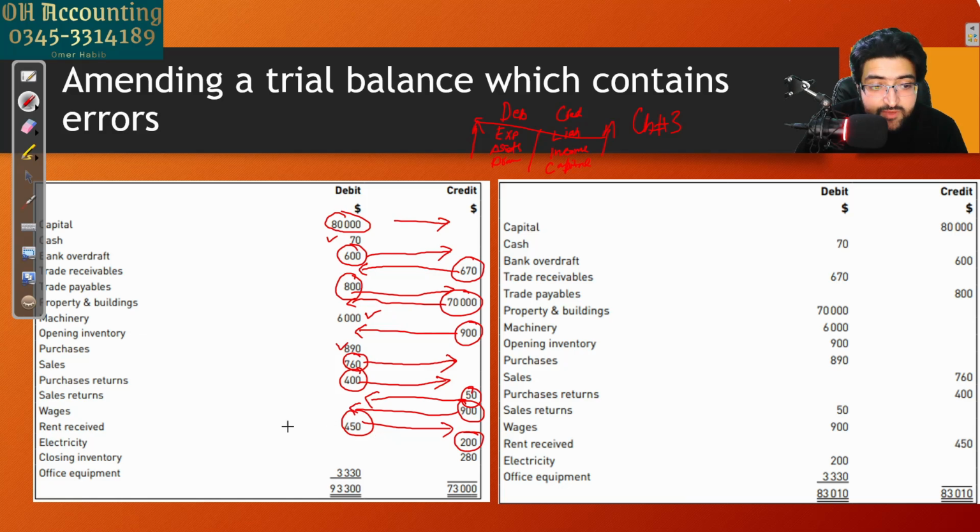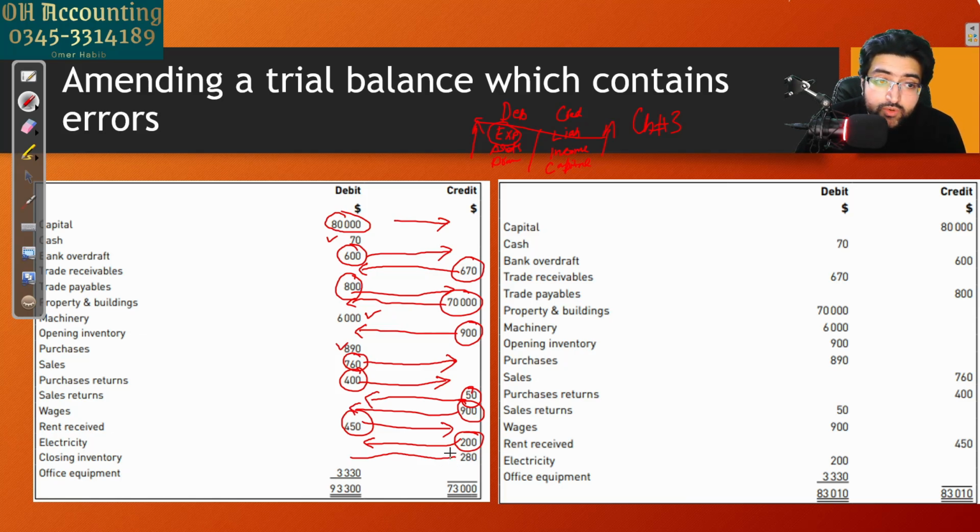Electricity is an expense because, you know, expenses are always recorded on debit. DEAD CLIC, you can see here: expense, debit. And then office equipment is an asset, so we also have to move it to the debit side. Oh, sorry, this is closing inventory. This is not office equipment. I misread this. Closing inventory is given in the trial balance.